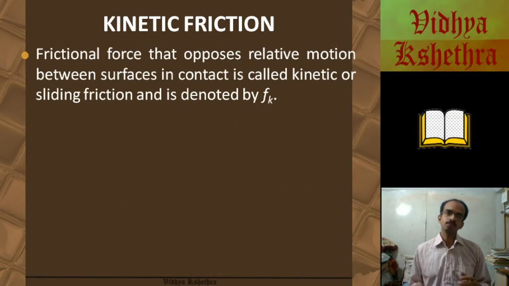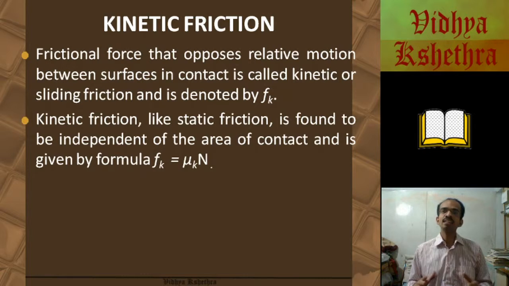Now, kinetic friction. Frictional force that opposes relative motion between surfaces in contact is called kinetic or sliding friction and is denoted by Fk. Now, kinetic friction, like static friction, is found to be independent of the area of contact and is given by the formula Fk is equal to mu k into N, where N is the normal force while mu k is the coefficient of kinetic friction, which also varies according to the surfaces in contact with each other.